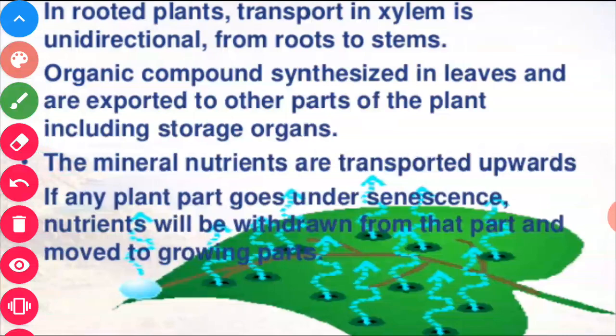Organic compounds that are synthesized in leaves and some other green parts of the plant are transported in a bidirectional way. The mineral nutrients are transported upwards, we know, through the roots and through the xylem conducting tissue. And the food, by the process of photosynthesis, is synthesized in the green leaves of the plants and is transported to other parts of the plant also. If any plant part is senescing, nutrients will be withdrawn from that part and moved to the growing plant part.